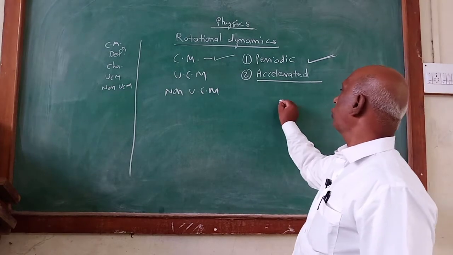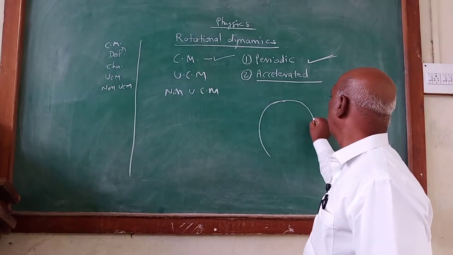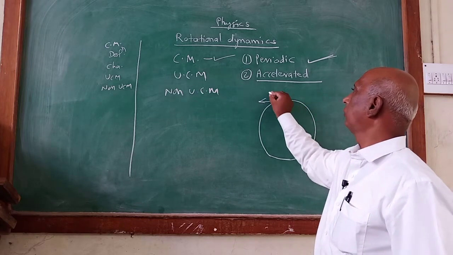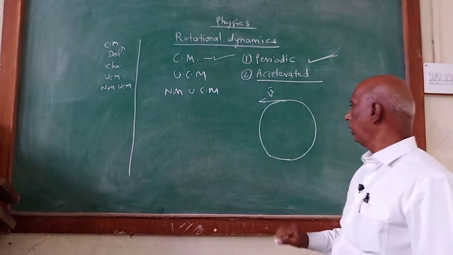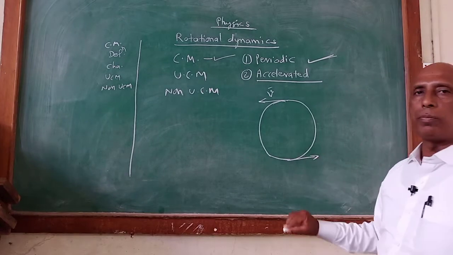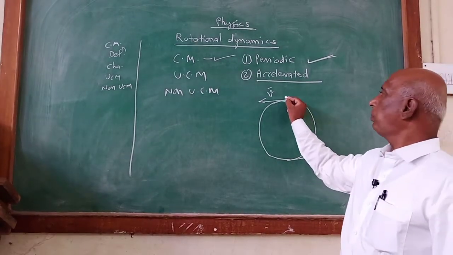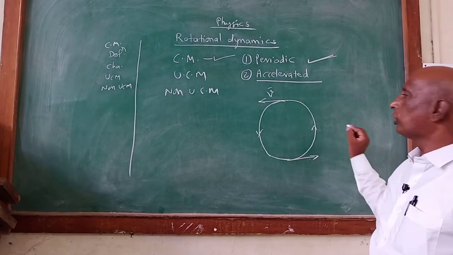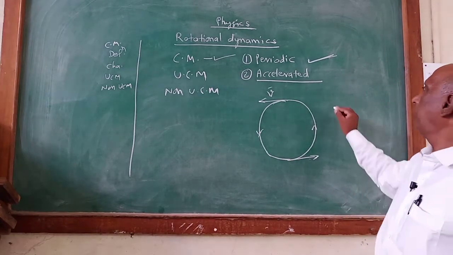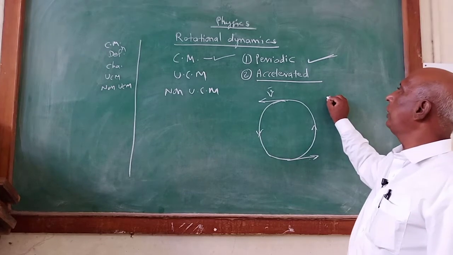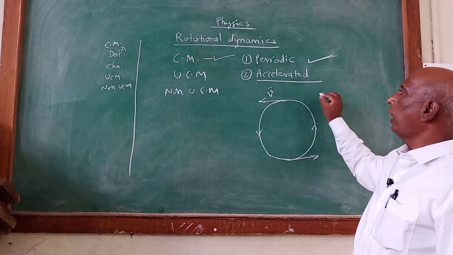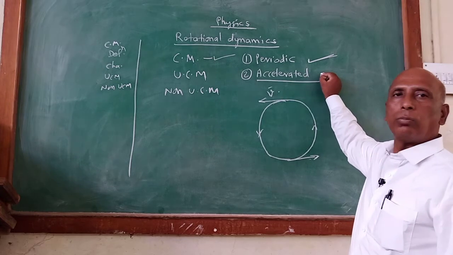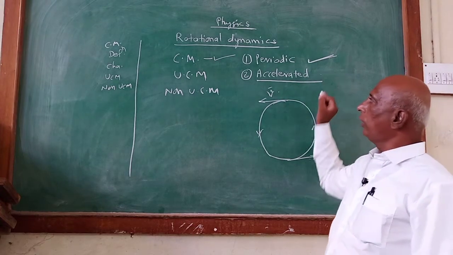In circular motion, the path is circular and velocity is tangential. As the particle rotates, the direction of velocity changes continuously, and when direction changes, the motion is accelerated motion. So as velocity changes, we can say that the motion is accelerated motion.